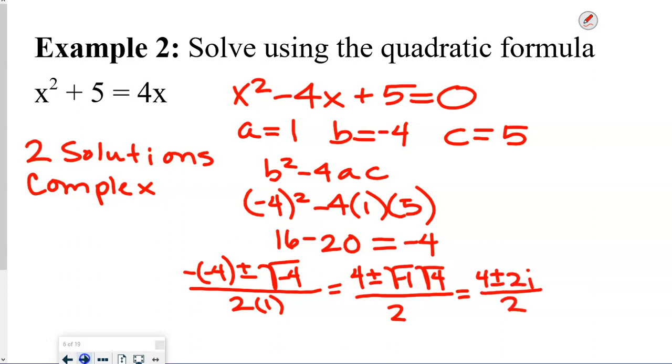Now, what you should be able to see is that we can simplify that even more, because 4 can be divided by 2. That's 2. So we're going to get 2 for this first term. And then 2 can be divided by 2. So it's going to be 2 plus or minus i as our 2 imaginary or complex solutions, however you want to say that.